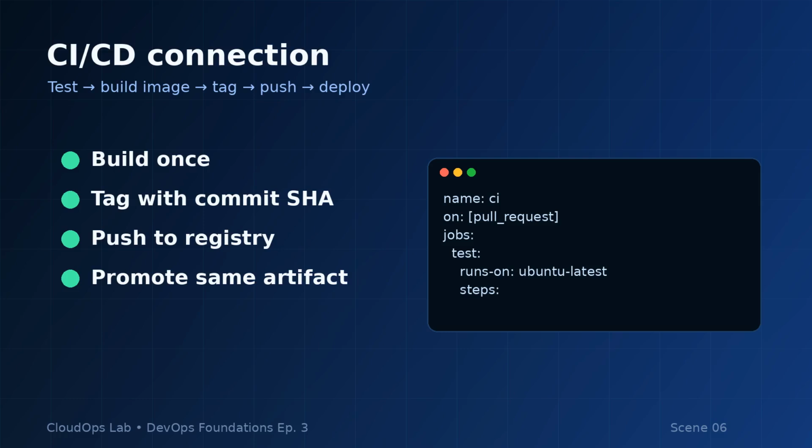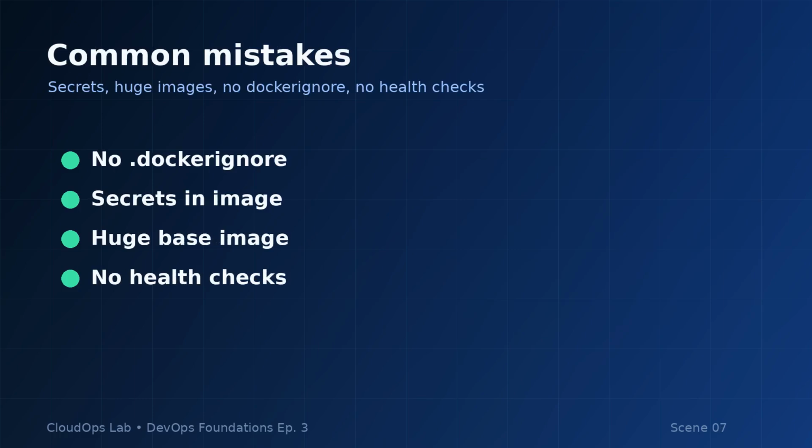Now let us cover a few beginner mistakes. Mistake 1 is copying everything into the image. Use a .dockerignore file to exclude things like node_modules, local environment files, logs, build output, and Git folders. Mistake 2 is putting secrets into the image. Never bake API keys, passwords, or cloud credentials into a Docker image. Use environment variables, secret managers, or platform-level secret injection.